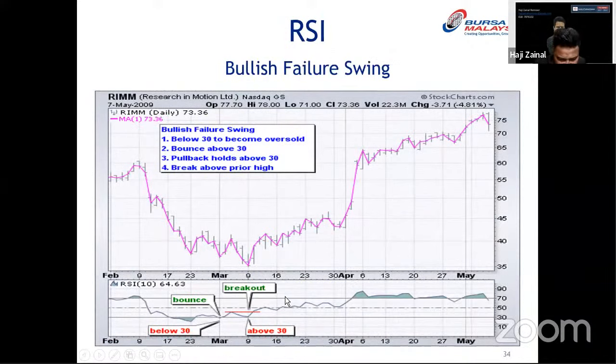Here, we can see the same. This is bearish, all the way bearish, very bearish, and it starts when it moves up above the 50 line. Then you can see that the price is bullish. So above 50 is bullish, below 50 is bearish.